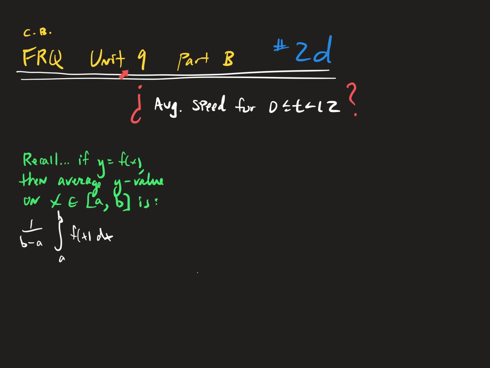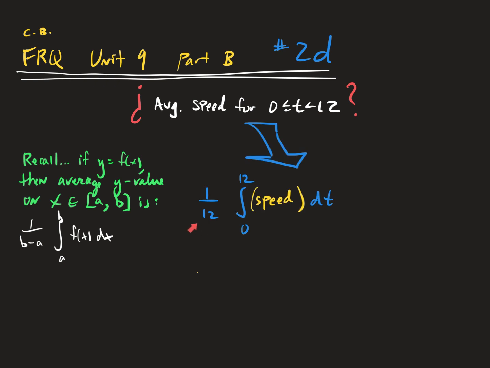All right, on Unit 9, FRQ Part B, number 2D at the College Board, they asked for the average speed on this time interval. Recall that for any function y equals f of x, if you want the average y value on some closed interval from a to b, the average y value will be equal to 1 over b minus a times the definite integral of f of x dx. So, we just need to find the average speed by using that formula.